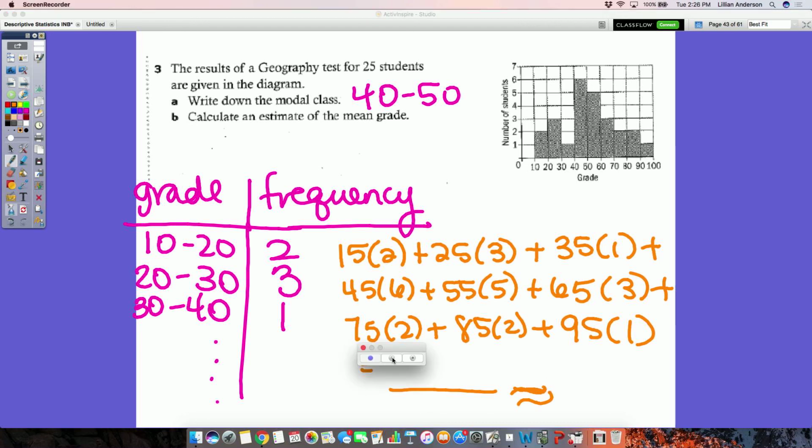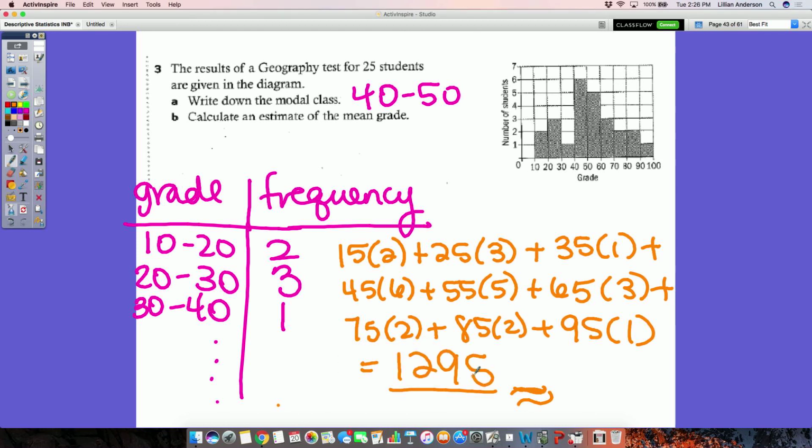What was your numerator? 1295. What was your denominator? 25. It even told you right here. There were 25 students who took the test. If you weren't sure, you could have counted up all your frequencies. So 1295 divided by 25 is your mean.